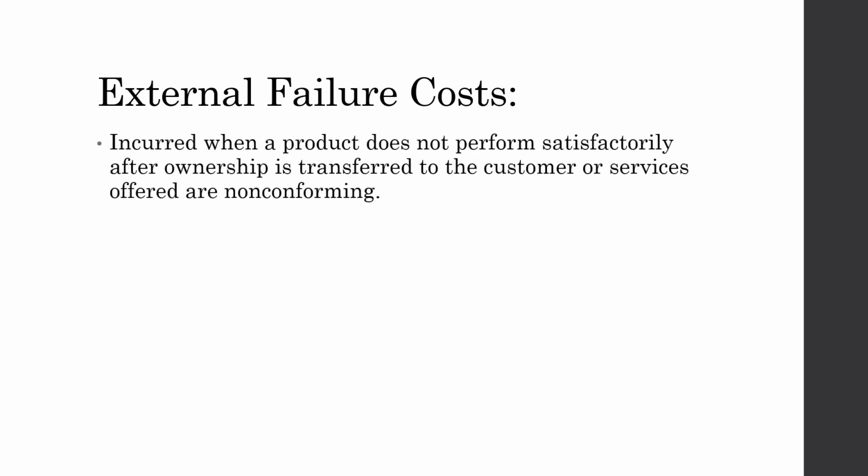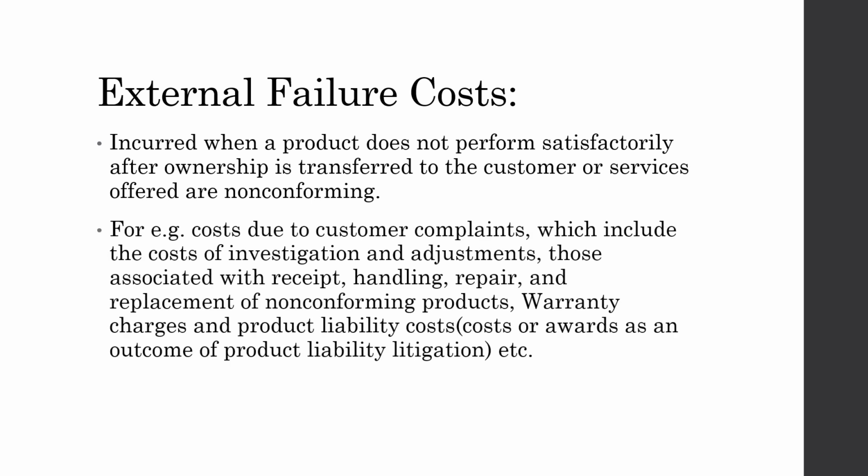Now, we will look at the second failure cost, which is the external failure cost. Now, these are incurred when a product does not perform satisfactorily after ownership is transferred to the customer or services offered are non-conforming. If no non-conforming units were produced, this cost would vanish. Following are some of the examples of external failure costs. A reduction in external failure cost occurs when a quality system is implemented successfully.